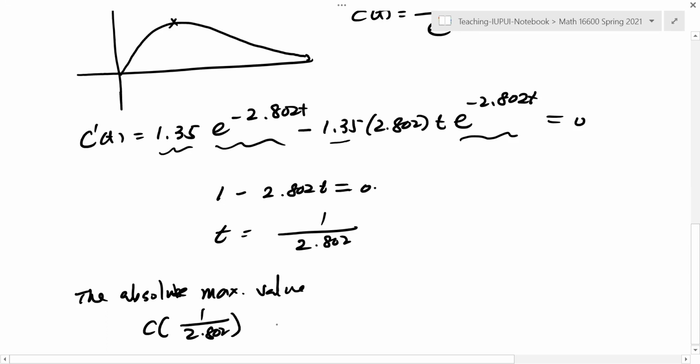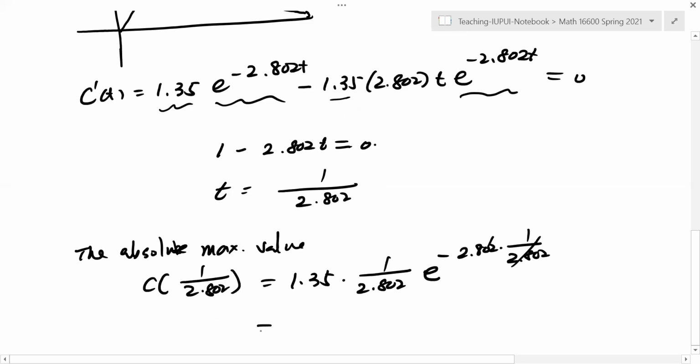You see, I did not use a calculator here, right? So it's going to be 1.35. t is going to be e to the negative 2.802, and then 1 over 2.802. So those two cancel out. The answer is just e to the negative 1.